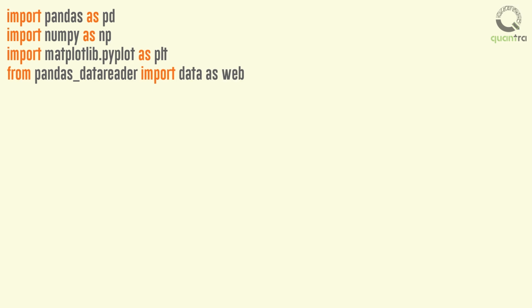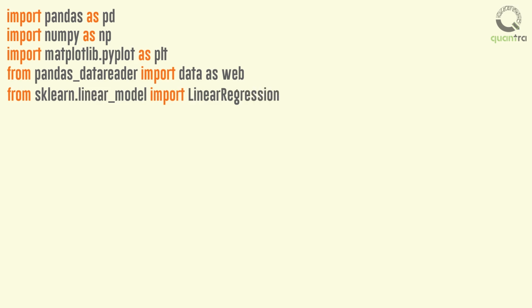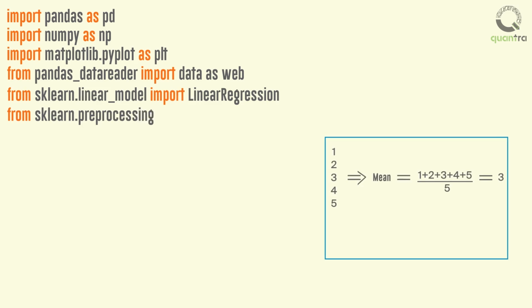Next, we will be importing 5 different packages from the sklearn library. Sklearn is short for scikit-learn. Now we import the linear model package which contains the linear regression function. Next we import the preprocessing package, and from this we import the standard scaler function. This will be used to adjust the input parameters to the same scale.